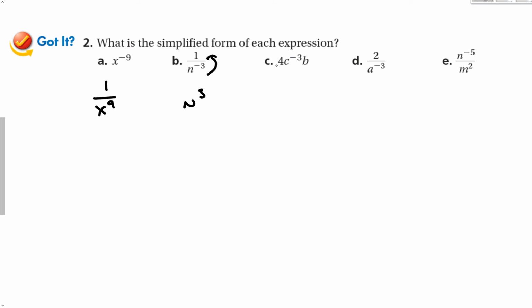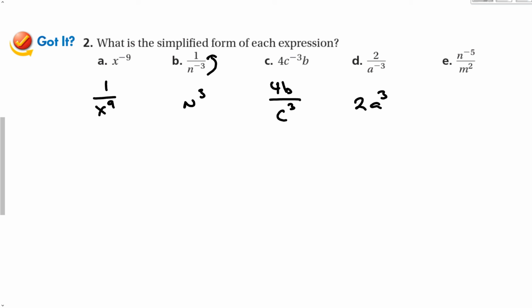The only thing in number C, the only thing that's raised to a negative power is the C. So the 4 stays up top, the B stays up top, the C goes to the bottom, the exponent changes to a positive. The act of moving the variable from the numerator to the denominator is what makes the exponent change from negative to positive. In part D, again, the only thing that's raised to a negative exponent is the a. It's in the bottom, so move it to the top, and the exponent becomes positive.